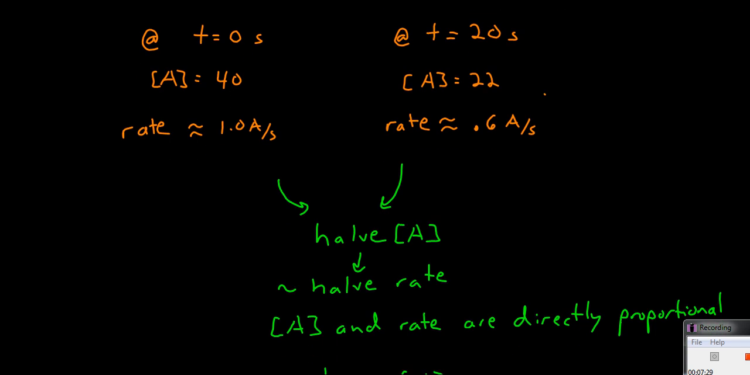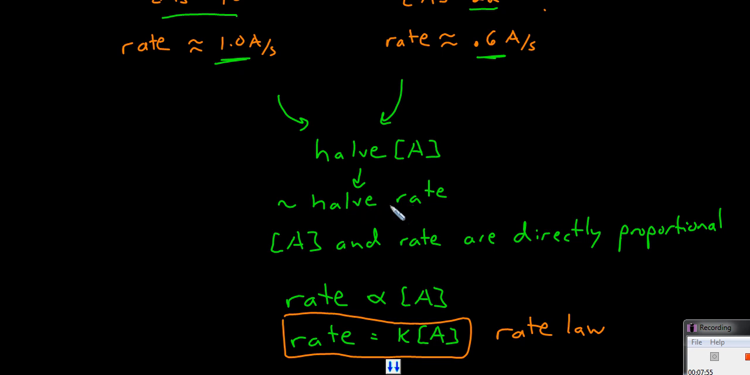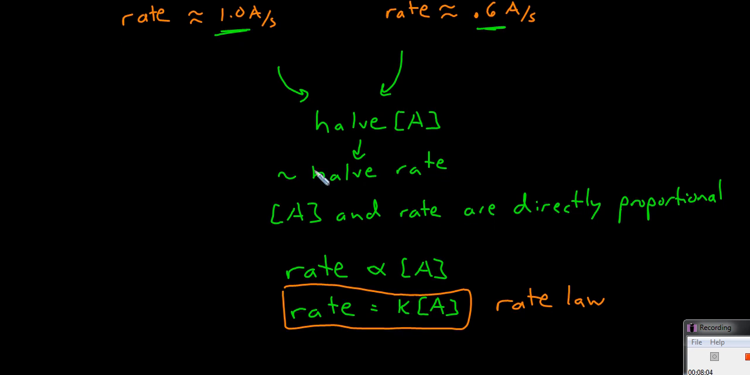Almost finishing up here, we saw that at time 0 seconds, when we had 40 A's, our rate of reaction was about 1.0. Whereas later at 20 seconds, where we had about half as many A's, we had about half as much rate. In fact, you can see that as you halve the concentration of A, you halve the rate, or about. And more effectively in actual experiments, you'll see that. And so you can see that the concentration of a reactant and the rate of the reactant in this reaction are directly proportional.